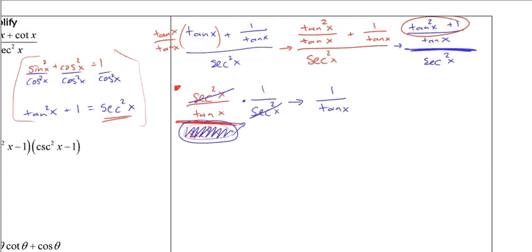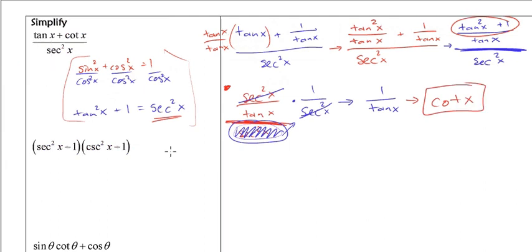What is 1 over tangent of x? Well, that is cotangent of x. And so we've simplified down our original expression all the way to just cotangent of x. And there's one approach for you.